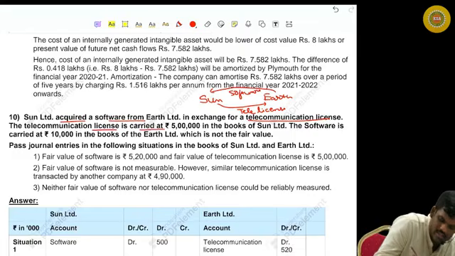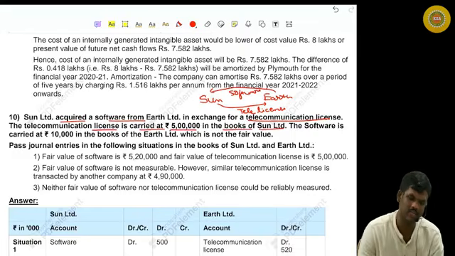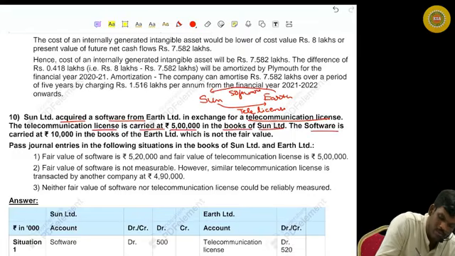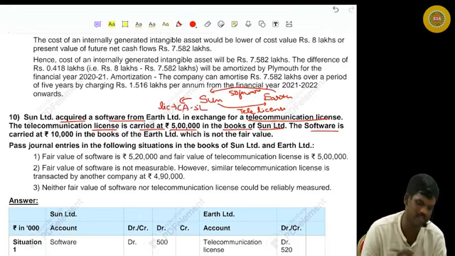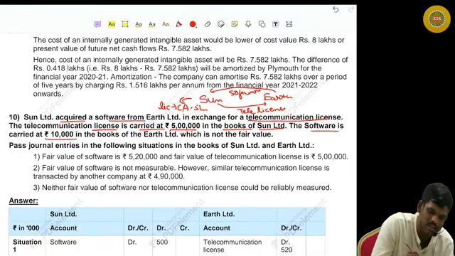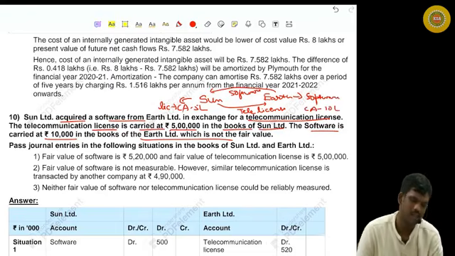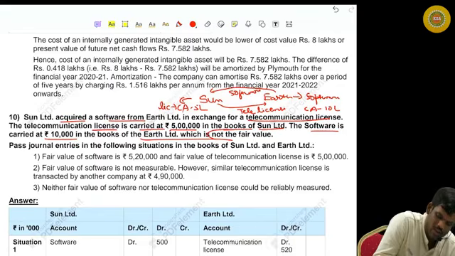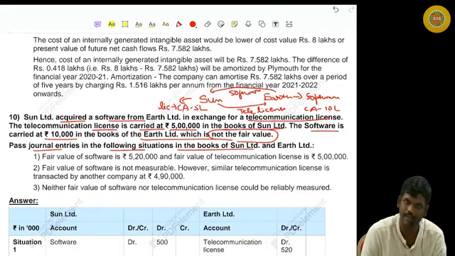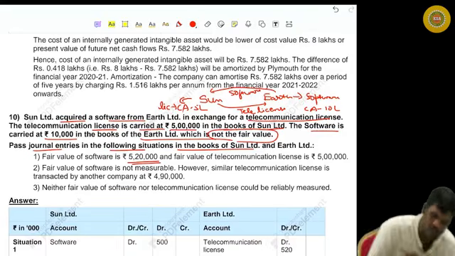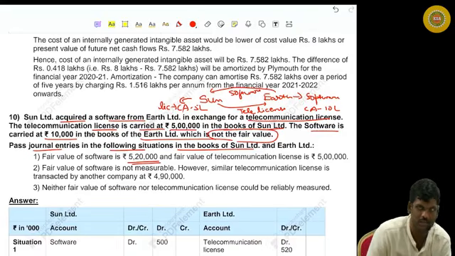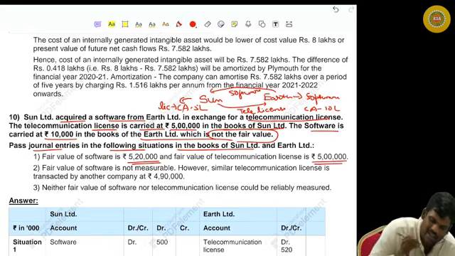The telecommunication license is carried at rupees 5 lakhs in the books of Sun Limited. The software is carried at 10 lakhs in the books of Earth Limited, which is not the fair value. Pass journal entries in the following situations in the books of Sun Limited as well as Earth Limited. Fair value of the software is 5,20,000. Fair value of the license is 5 lakhs.